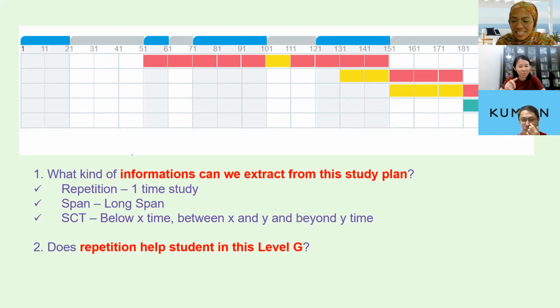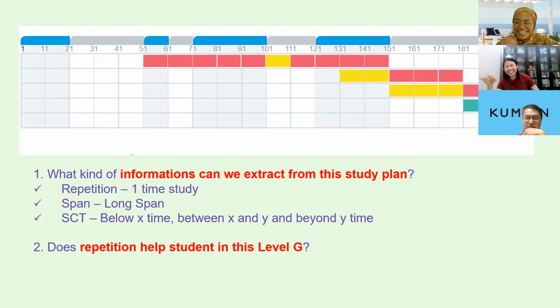Two times study. Okay, one time study. Use this one. Okay, so do these repetitions help students or not? When you give another repetition, so now it's two times repetition, two times study, is it helpful or not?